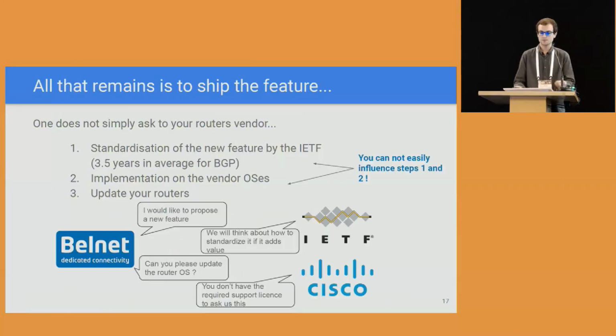But the problem is, if you want to add a new functionality as a small network, let's consider Belnet, which is a small research network in Belgium, you cannot easily influence steps 1 and 2. Maybe some IETF people do not have the same idea as you and are not interested in your feature. The vendor side is also complex, because you may not have the right license to ask for a new functionality inside the network. And finally, you have to update the routers, but this is something you can fetch from the vendor.